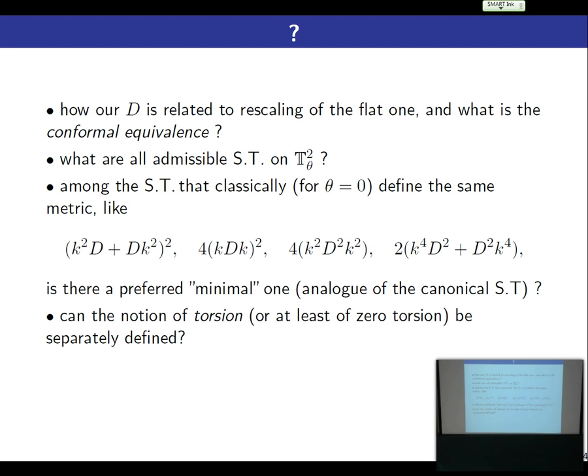So for instance, all these expressions will define the same metric, but we don't know if among them or other classes we define the same metric is one which minimizes something, like torsion or other pieces, like an analog of the usual canonical spectral triple in the commutative situation. Can the torsion, or at least the condition that torsion is zero, which is usually simpler to define, be separately defined, or does it mix with the scalar curvature and so on? So all these questions are questions in which I'm personally interested. Andre is also interested, and everybody who is interested, we are ready to discuss.